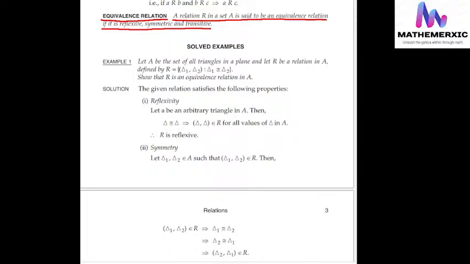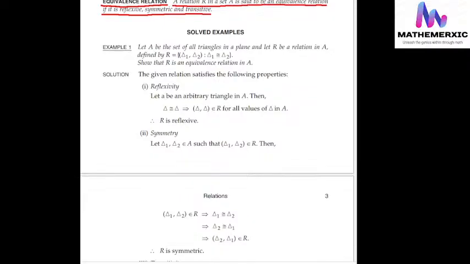Now let us see a question. Let A be the set of all triangles in a plane, and R be a relation in A defined by R = {(triangle 1, triangle 2) : triangle 1 is congruent to triangle 2}. Show that R is an equivalence relation in A.